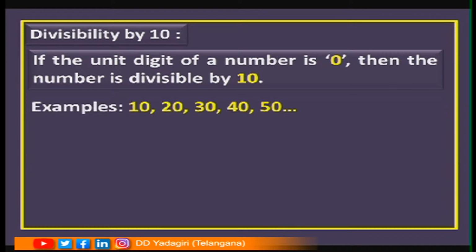For example, if we consider 10, 20, 30, 40, 50, and so on, all these numbers, if you notice, what is there in the units place or ones place? 0, right.